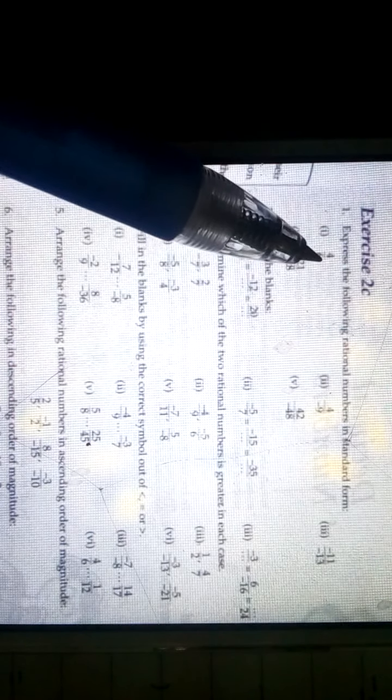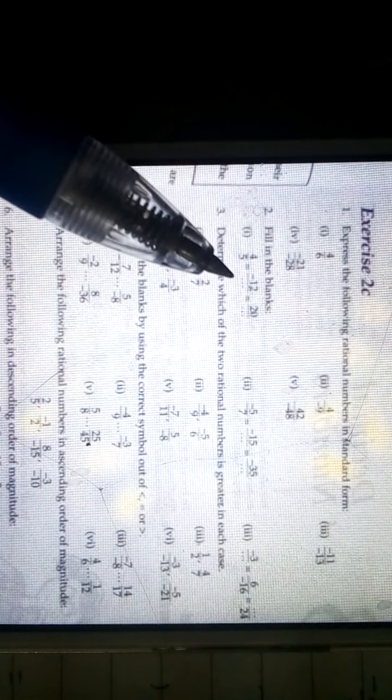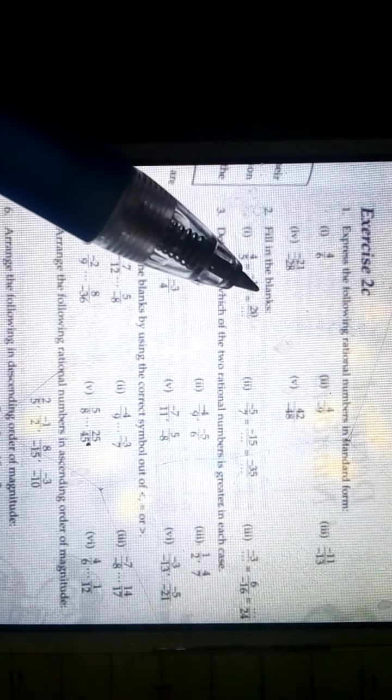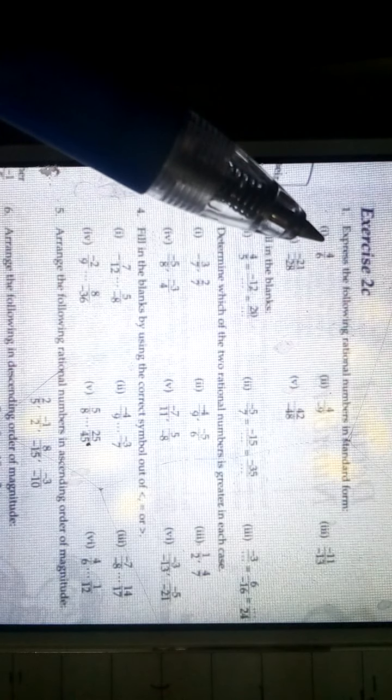Yes class, standard form. The first part is 4 by 6. Standard form means the very lowest form. How can we find the lowest form? When the 4 and the 6 go in the same table, then we can find the standard form. For example, 2 2s are 4 and 2 3s are 6. It means both go in the same table.